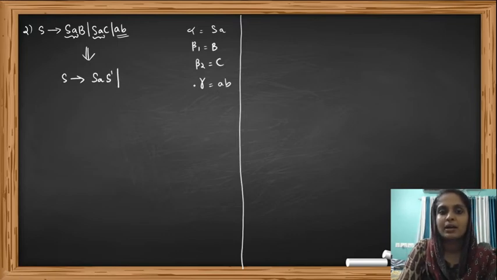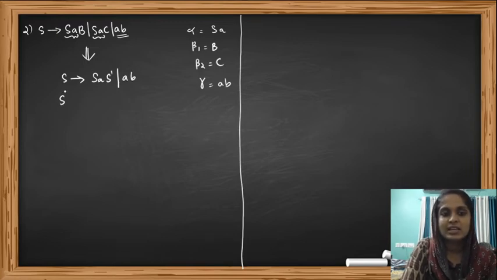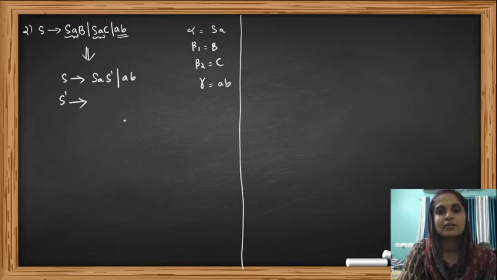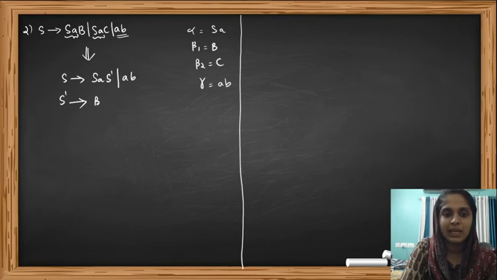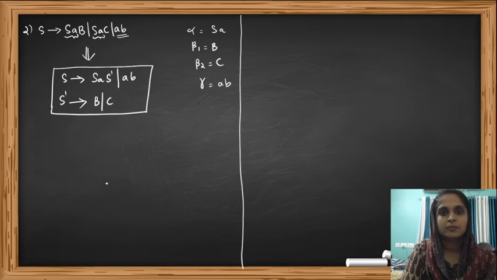What's the value of gamma? It's AB. Now what is S dash? S dash produces beta 1, beta 2, etc. up to beta n. Here there are only two betas. So beta 1 is B and beta 2 is C. So this will be our final answer. Got it? So now let's move on to our third example.